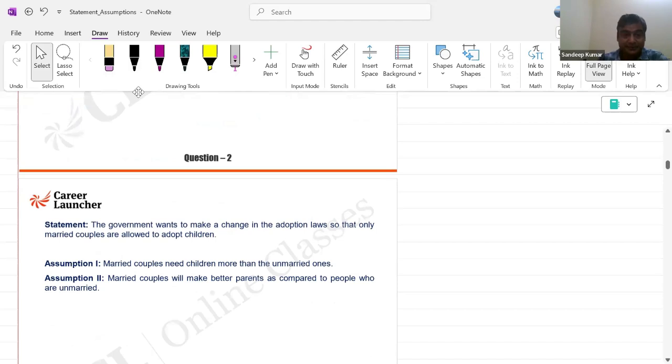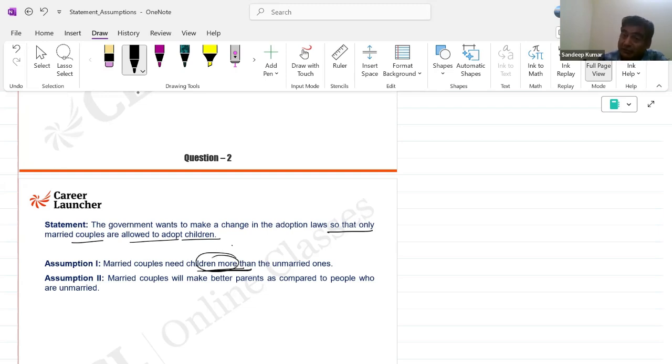Let's look at question 3. The government wants to make a change in the adoption laws so that only married couples are allowed to adopt children. Married couples need children more than unmarried ones. Can the government assume that they need more children? We are thinking from the point of view of the government, not from the point of view of the married couple. So assumption one will definitely not be your answer.